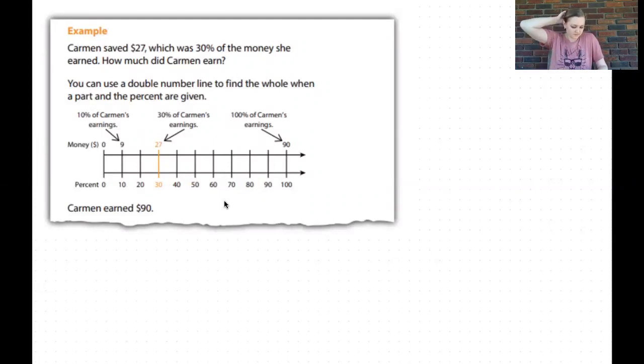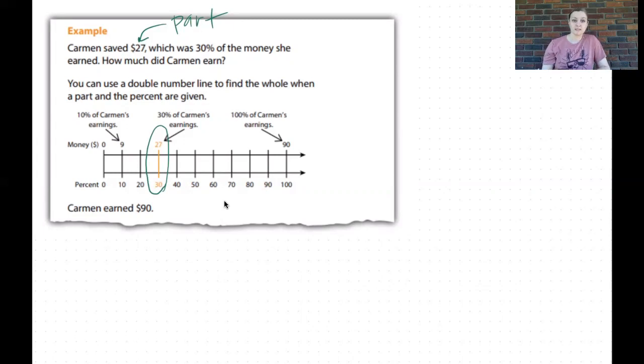Okay, it says Carmen saved $27, which was 30%. Okay, so they're not saying 30% of 27. If they were saying that, then 27 would be the whole. That's not what they're saying. They're saying 30% is 27. So in this case, $27 is the part, okay? It's just the part, it's not the whole. That's really important because those are very different, okay?